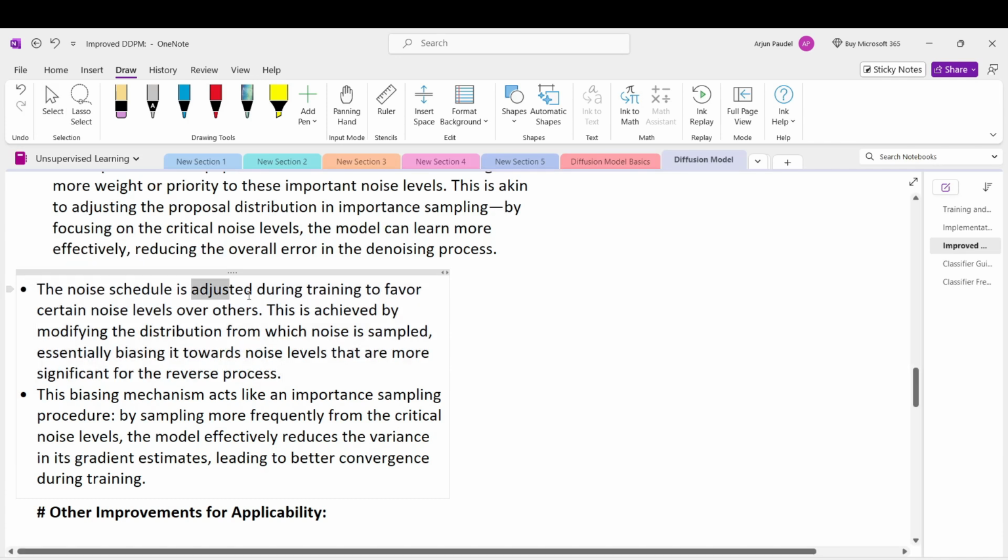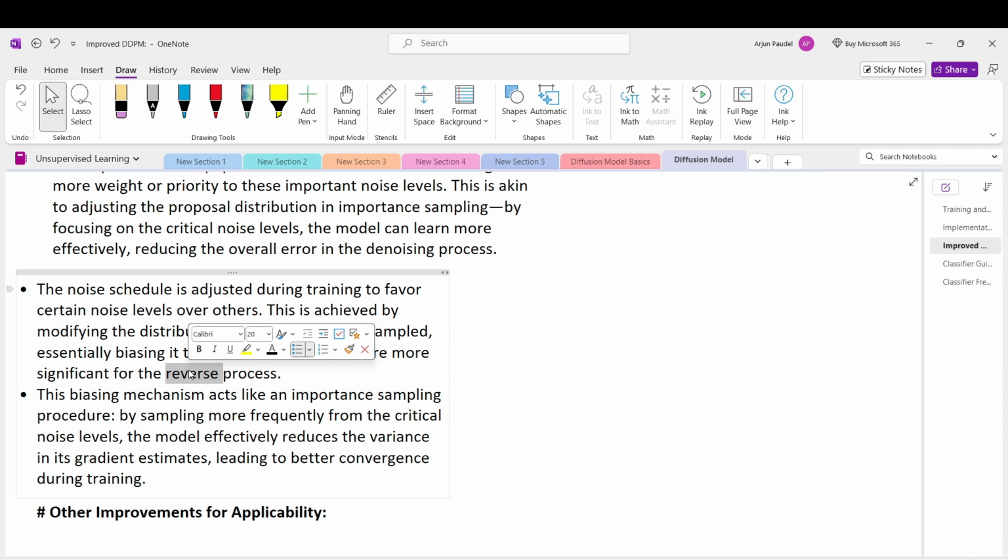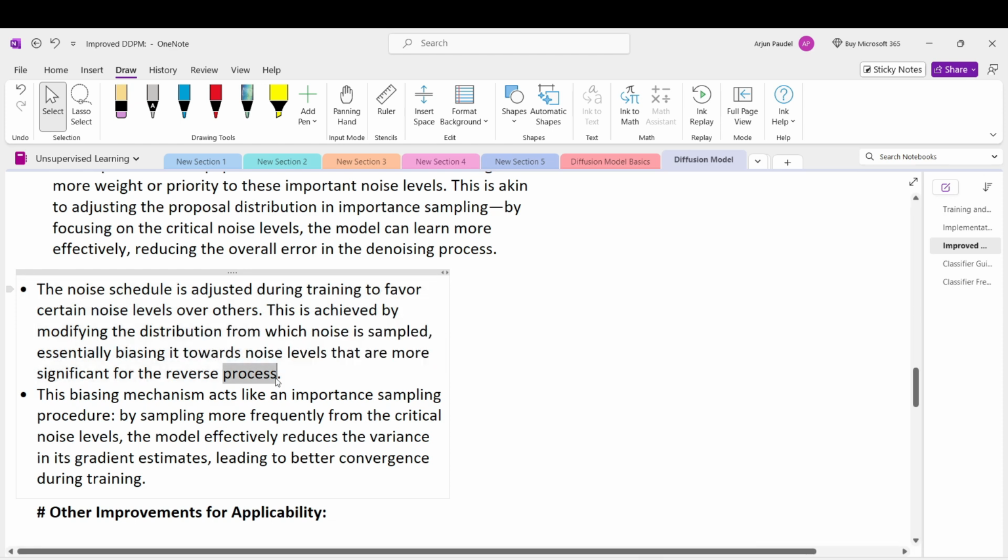The noise schedule is adjusted during training to favor certain noise levels over others. This is achieved by modifying the distribution from which noise is sampled, essentially biasing it towards noise levels that are more significant for the reverse process. If we have, say, 50 steps and you are having a hard time transitioning in one step, you focus your resources much more on that using this importance sampling technique.